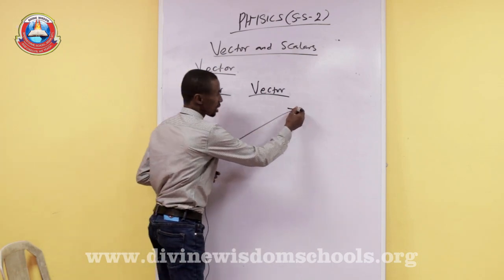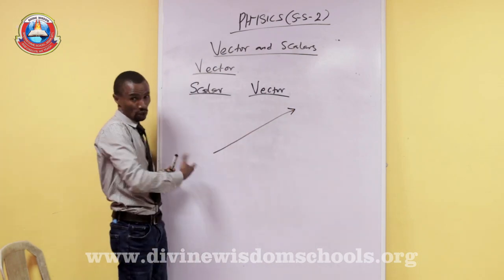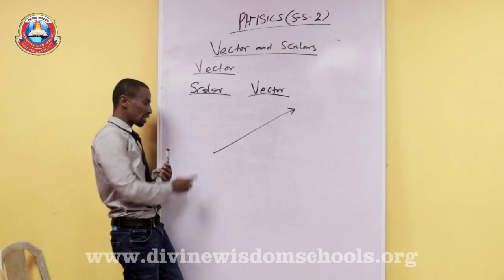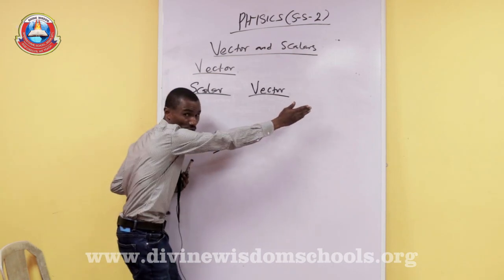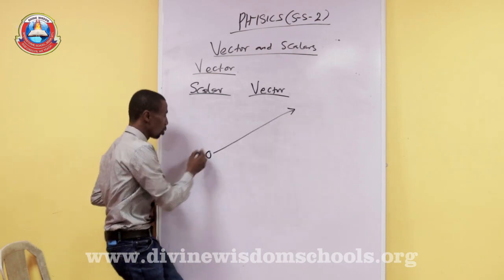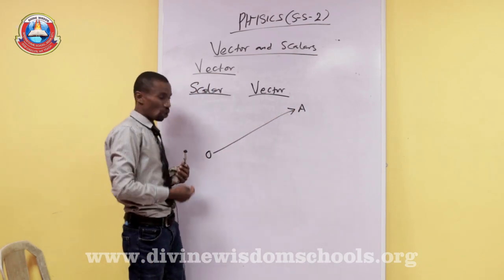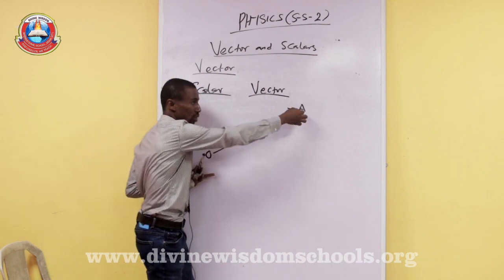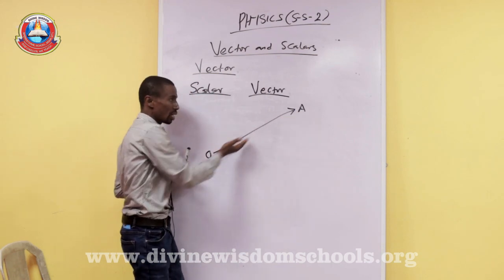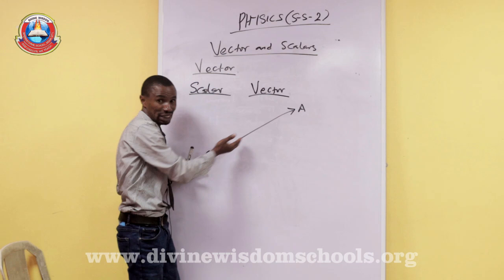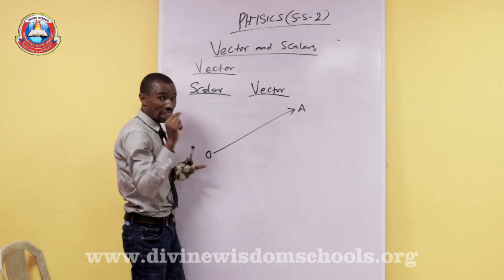So if I add this arrowhead, this is a vector quantity because it tells us that this line is going in this direction. And we call this point O, and this is A. So we can say that the sense of the vector is from O to A, not A to O. So this is why we have a vector quantity represented by a straight line with an arrowhead.